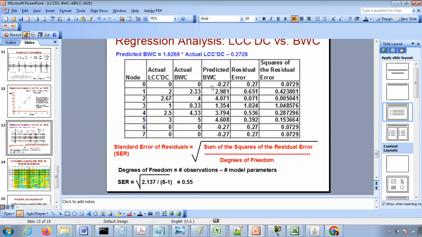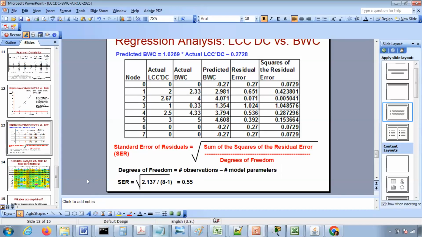So take again the difference between the actual and predicted, square those differences, called the squares of the residual error, and use this formula, sum of the squares of residual error divided by degrees of freedom. Well, degrees of freedom is basically the number of observations, which is the number of nodes in this case that you're observing for the betweenness centrality, minus the number of model parameters. The slope is the model parameter here, and the intercept could be tuned to 0, so we don't consider that as a model parameter. So the standard error of residuals is basically this formula here and comes to be 0.55.